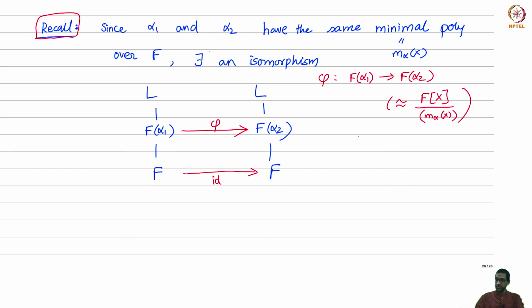So there is an isomorphism, further with an additional property, such that it maps alpha 1 to alpha 2, with phi of alpha 1 equals alpha 2. This is the key property that we will use now. So I'm guaranteed that such a map exists. This is the first statement to recall.